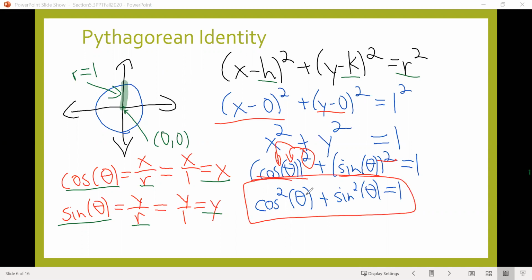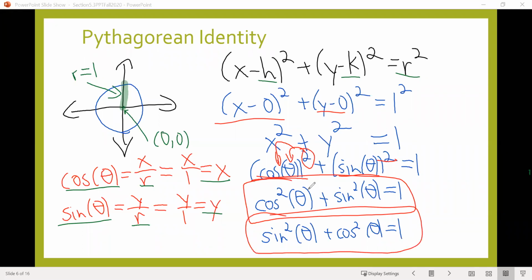Now sometimes you'll see it written in the other order, so it'll be sine squared theta plus cosine squared theta equals 1, but that means the same thing. So use whichever one makes the most sense to you.